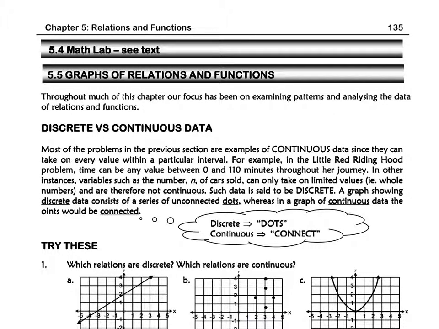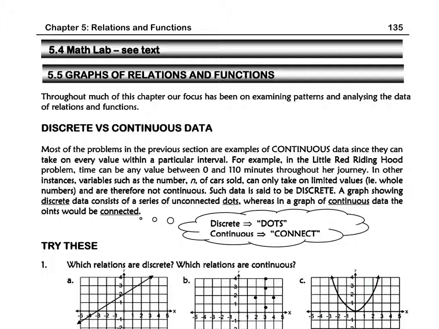Section 5.5 is on the graphs of relations and functions. So we're first going to start out talking a little bit about discrete versus continuous data. Continuous data basically is data that when you plot the points on your graph, you would connect the points. And continuous data would be basically data for which all real numbers are possible.